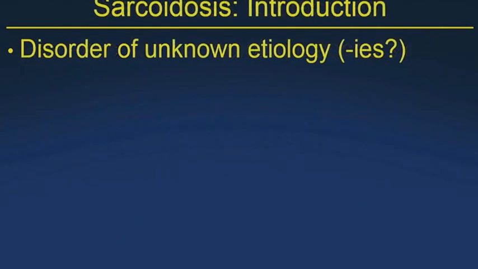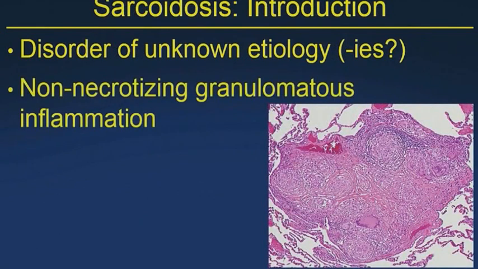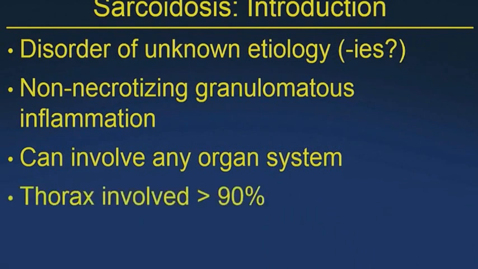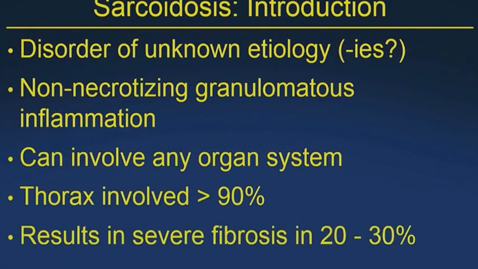By way of introduction, as you know, sarcoid is a disorder of unknown etiology or etiologies that is characterized by non-necrotizing granulomatous inflammation, as is shown on this H&E slide. While sarcoid can involve any organ system, the thorax is involved in over 90% of the cases, and that will be the focus of my discussion. Involvement in the thorax can result in severe fibrosis in anywhere from 20 to 30% of affected individuals.